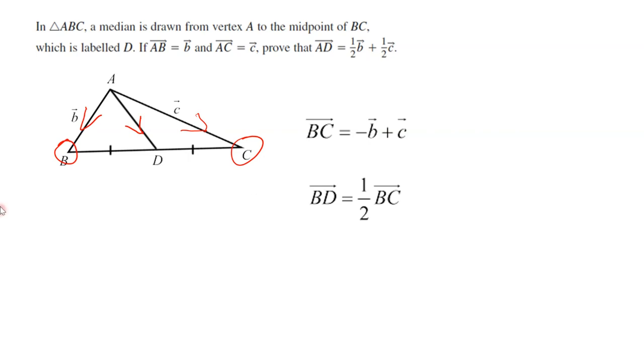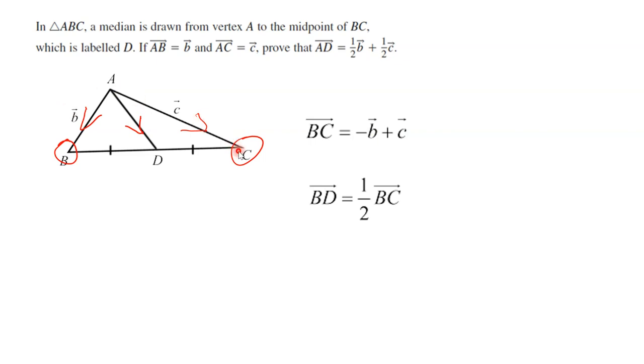Okay, but to go from B to C going this way, I have to go in a minus B direction first, because B runs from A to B, but I'm trying to go from B to A. So I'm going in a minus B. Here's what it says. Right up here it says that AB is A to B, going from A to B is B. So if I'm trying to go from B to A, that's a minus B, is what we're saying, right?